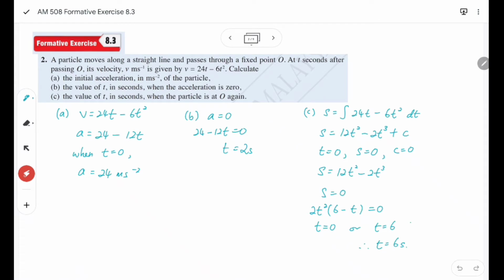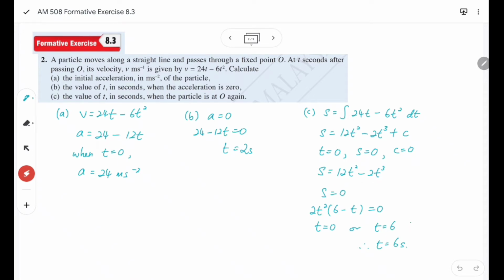C. The value of t in seconds when the particle is at O again. So when the particle is at O again means that s equals 0, our displacement equals 0. So get the function of displacement by integrating the function of velocity. There we will get s equals 12t squared minus 2t cubed plus c. And again, when t equals 0, the particle is at the fixed point O, which is s equals 0, therefore c also equals 0. So we can conclude that s equals 12t squared minus 2t cubed.